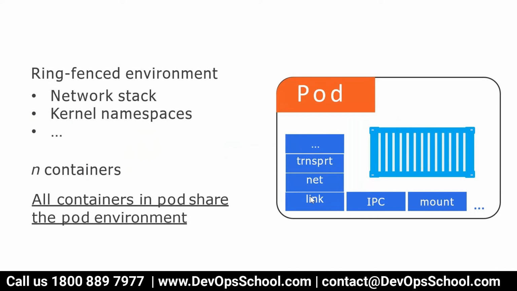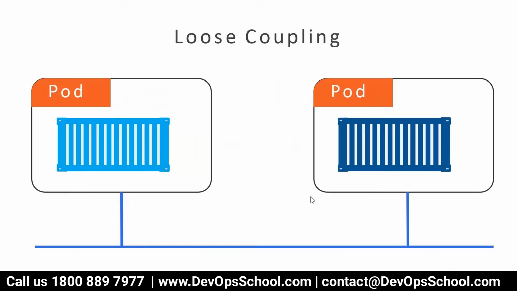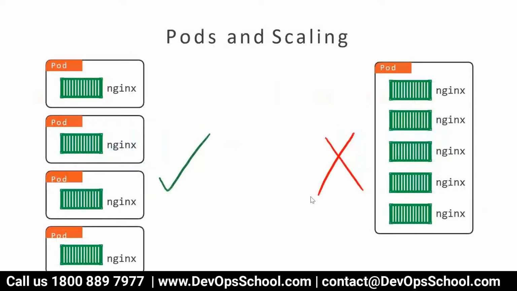Okay. So if you have two containers in a pod, you can access both containers through the same pod IP address. This is called tight coupling. When you have two containers in the same pod, tight coupling. When you have one pod, one container, loose coupling. This right side, it's wrong.